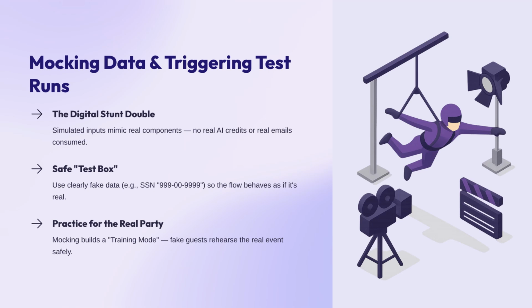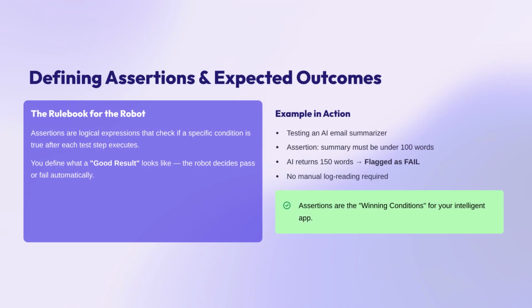So now that we've mastered how to use stunt doubles for our data, you might be wondering how we tell the system exactly what a passing grade looks like, so it can tell us if the test succeeded or failed. Well, that brings us right into our next step, which is defining assertions and expected outcomes. Now we need to talk about assertions.